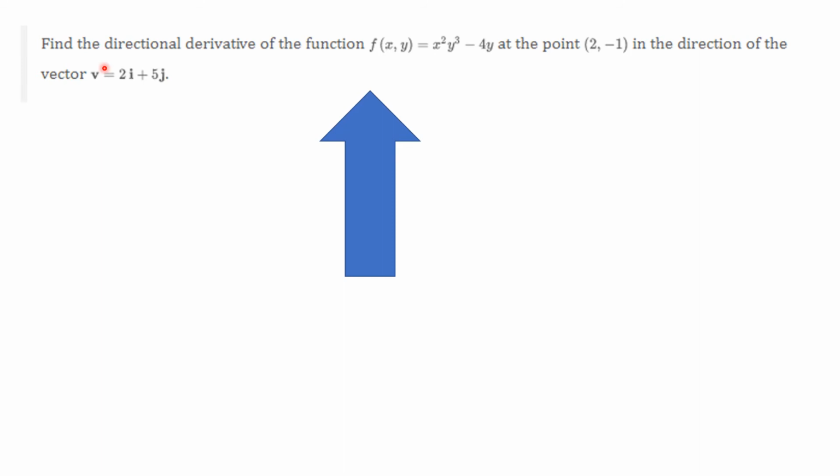So here's a problem for you to try. Find the directional derivative of this function f of (x, y) equals x squared y cubed minus 4y at the point (2, -1) in the direction of the vector v equal to i plus 5j. You know what to do. Let's see how you did.